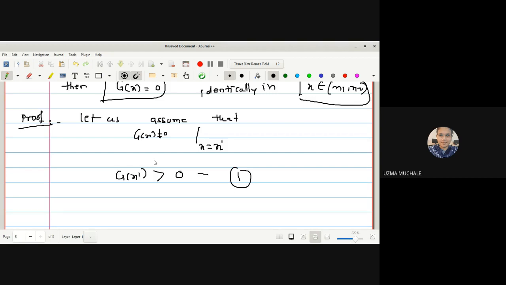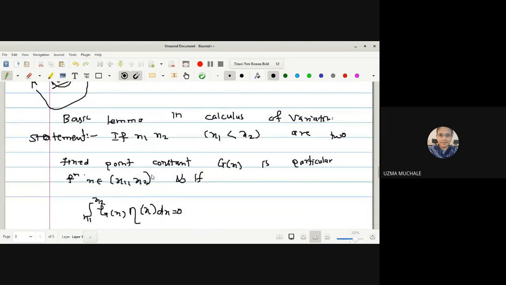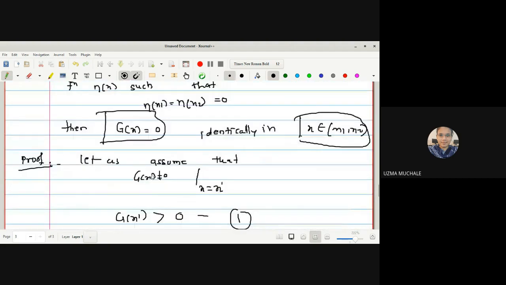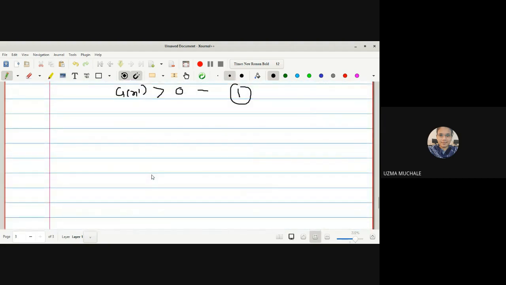Let us assume that at some point of your interval, g of x dash is non-zero, which means either it is less than 0 or greater than 0. So let us assume that it is greater than 0. And given that your function g of x is a particular function defined in the interval, let us assume that g of x is continuous in the interval x1 to x2.